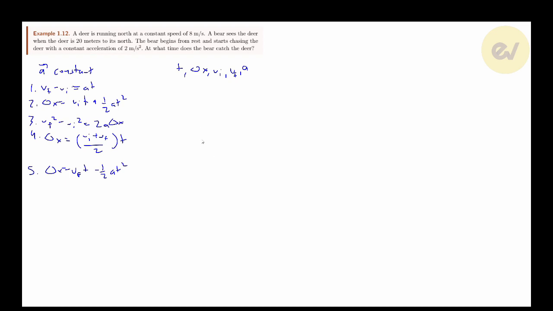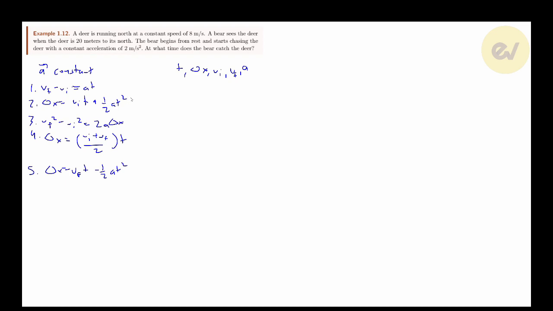Alright, so this example makes use of the kinematics equations. What the kinematics equations do is they take time, position, velocity, and acceleration, and relate them to each other. And we can see that in this problem. So first of all, let me go over what the kinematics equations are.